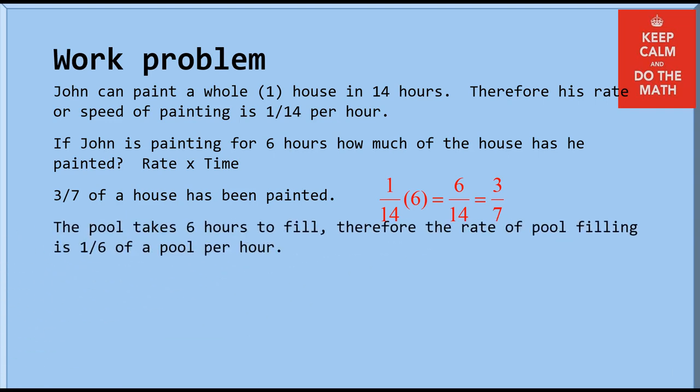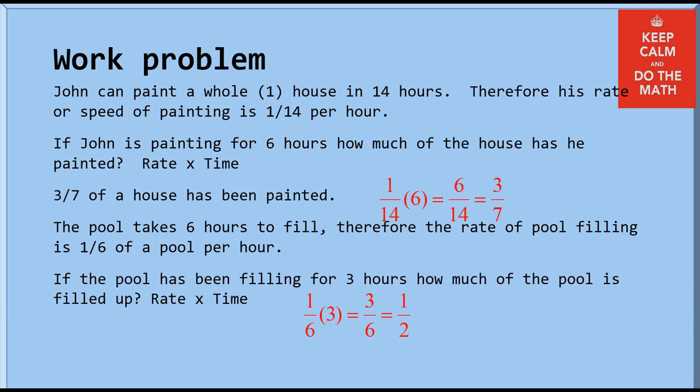Okay, let's look at the other example. The pool took 6 hours to fill, so its rate of filling was 1/6th of a pool per hour. So if it's been filling for 3 hours, how much of the pool is filled up? Again, we just simply take the rate times the amount of time it's been going, and 1/6 times 3 gives us half, or 1/2 of the pool is filled.